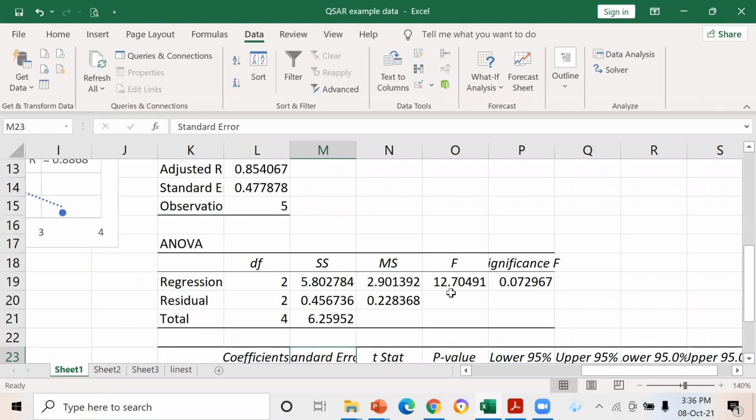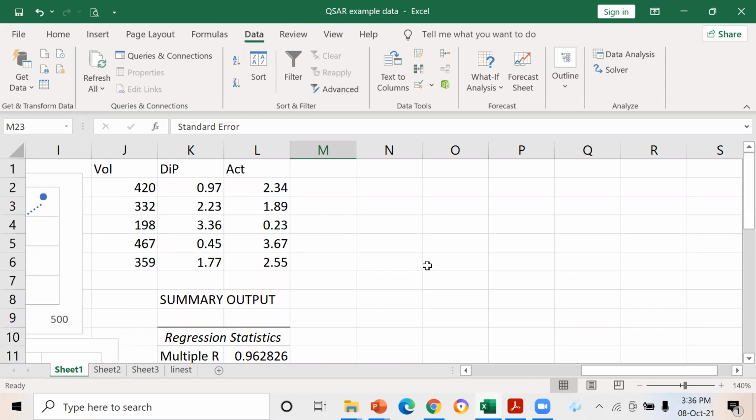Ideally, as you can see, regression has 2 degrees of freedom, residual has 2, and total is 4, so there are no really extra degrees of freedom. That's why the model doesn't come out well. Like I've been saying, you need more data points for a two parameter model, but Excel can do this also.